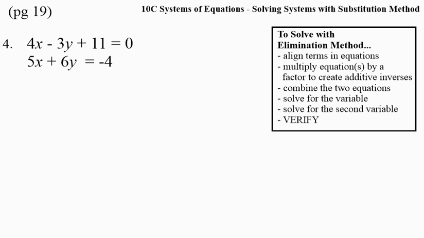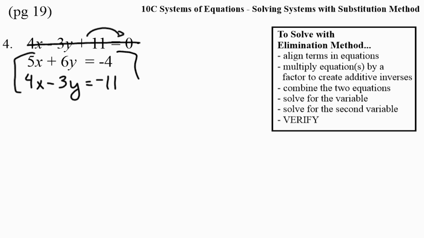So first things first, I'm just going to take this top equation and I'm going to rewrite it. Everything's nicely lined up, but I want to move my 11 to the other side so that I'm consistent here. X's are lined up, y's are lined up, constants are lined up. 5x, 6y, negative 4; 4x, negative 3y, negative 11. Is there a quick, easy multiplication to create additive inverses?